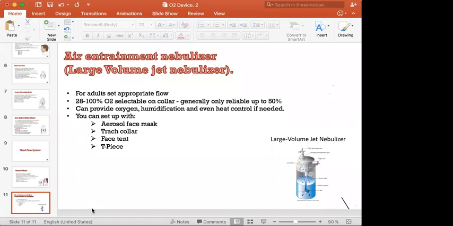This device is similar to the Venturi mask, plus we give humidification to the high flow system. And sometimes we can give heat also if needed. So we can connect it or set it up with an aerosol face mask, trach collar, face tent, and T-piece. The aerosol face mask is really helpful for patients with stridor. Trach collar for trach patients, and T-piece for tracheotomy patients as well.